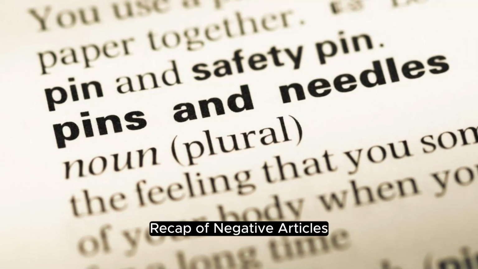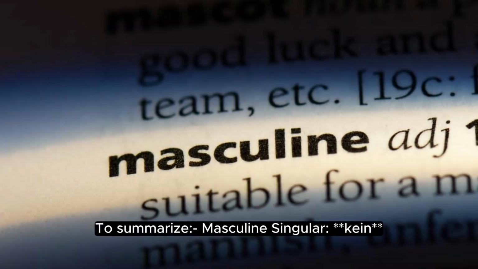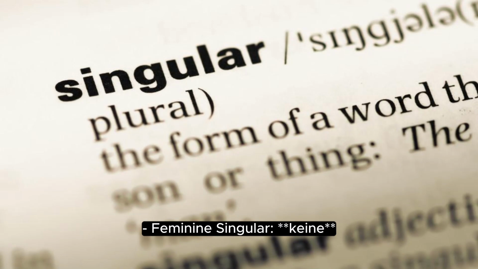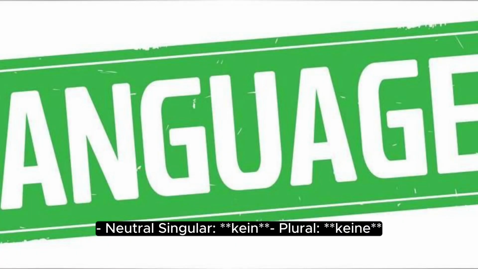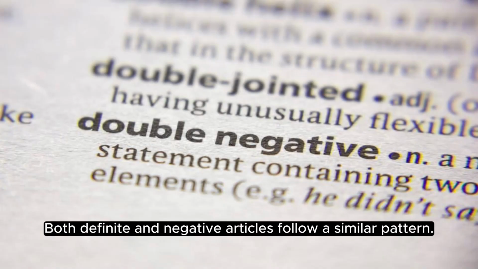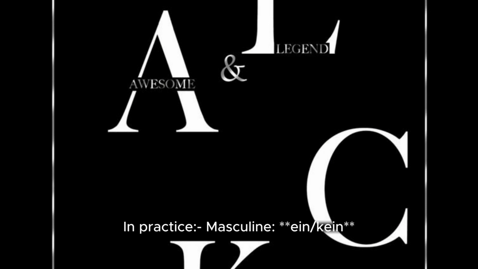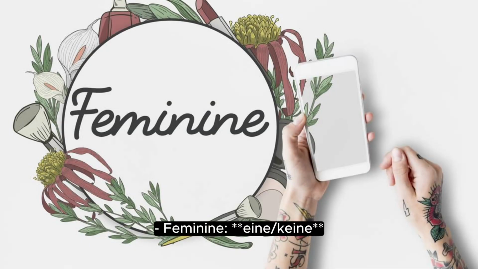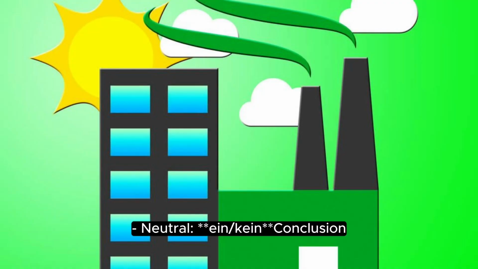Recap of negative articles. To summarize, masculine singular, kein. Feminine singular, keine. Neutral singular, kein. Plural, keine. Both definite and negative articles follow a similar pattern. In practice, masculine ein, kein. Feminine, eine, keine. Neutral ein, kein.